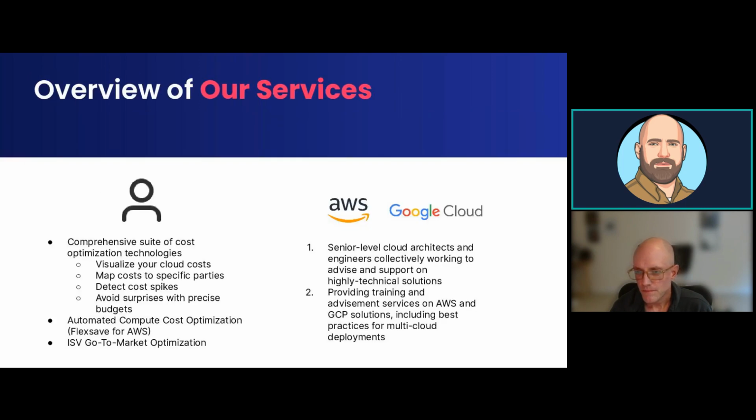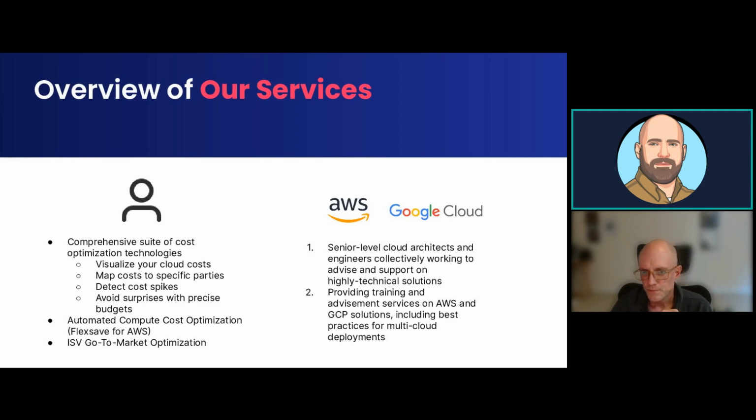And here's just a quick overview of our services. The biggest ones we do are a lot of the helping out with your FinOps. I'm sort of on the right side here on GCP. We're mostly helping out with senior level cloud architects and engineers like myself. We're helping you provide support and advisement solutions. And then we also do a lot of training services to kind of help you get up to speed on the cloud. And then jumping over to the left, which is our kind of our SaaS offering side.